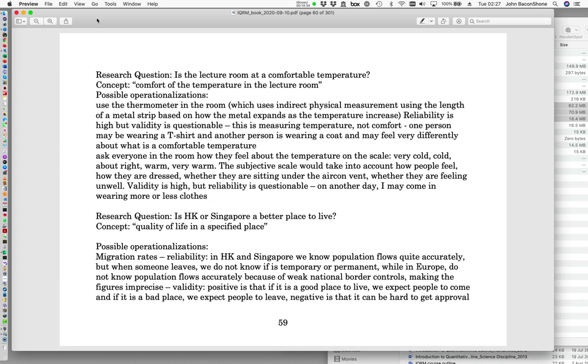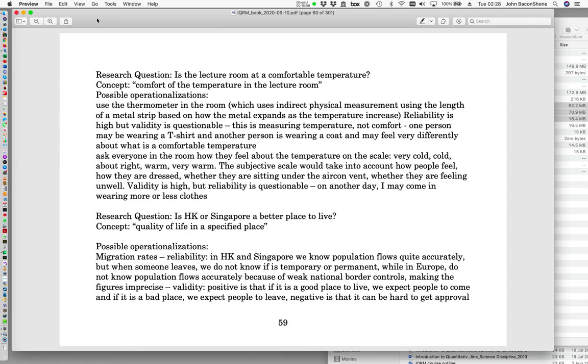Let's consider one a little bit more challenging. Let's say the research question was, is Hong Kong or Singapore a better place to live? Okay, so what's the concept? The concept here is quality of life in a specified place. Let's think about different operationalizations. Some of these maybe seem a little bit odd at first, but I'm going to try and explain to you why they might be possible operationalizations for us to consider.